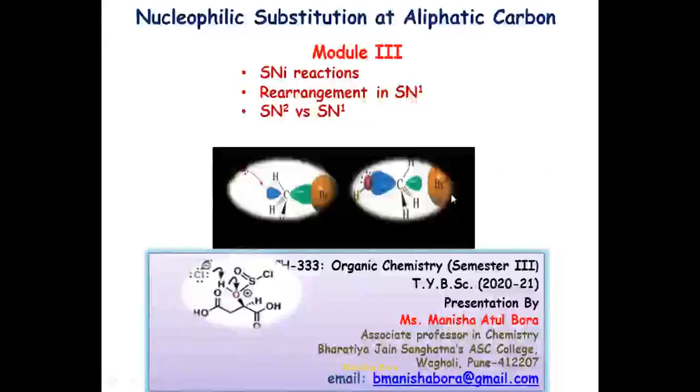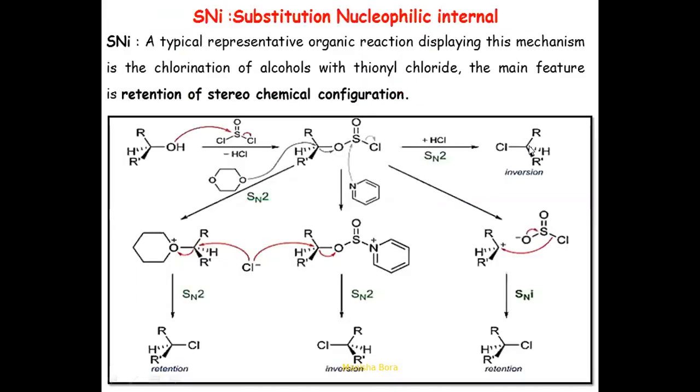Today we are going to see the third module of nucleophilic substitution at aliphatic carbon. In this third module, we are going to talk about SNi type of reactions, then the rearrangements in SN1 reaction, and then compare SN1 and SN2 reactions. So let us go first for SNi type of reactions.